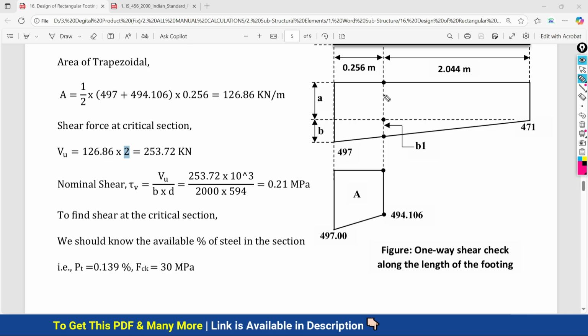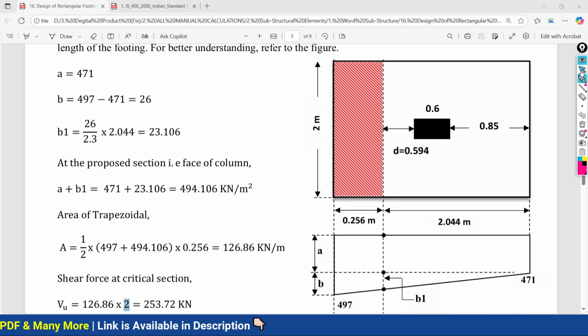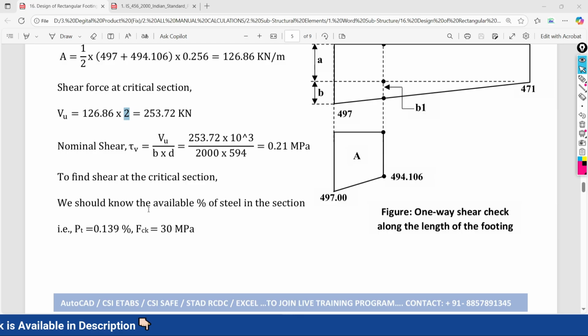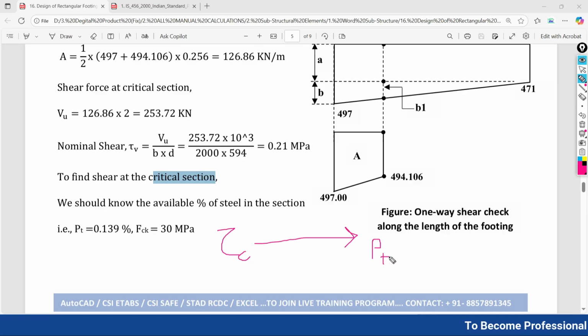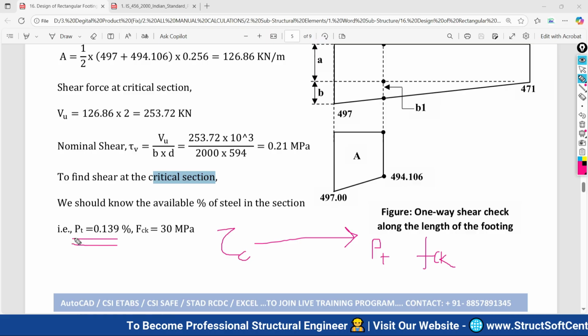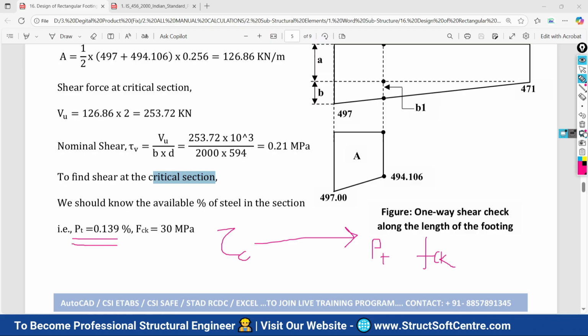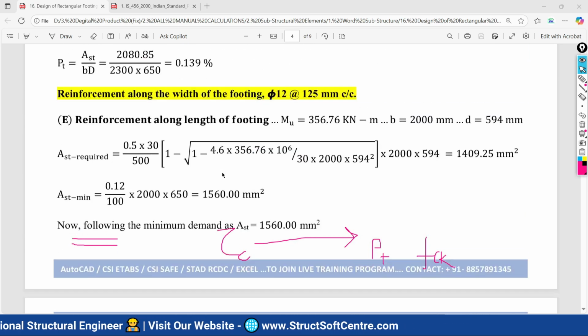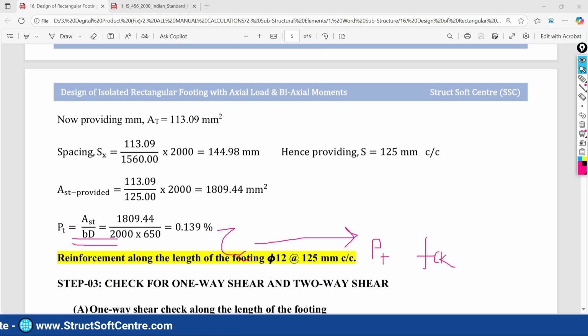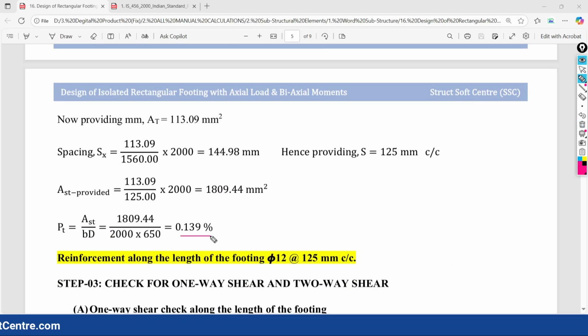We have to calculate the capacity of your section for resisting the shear, and that is going to be denoted by the critical shear tau c. So we have to calculate the capacity of our section, that is tau c, and for that reason we need the percentage of steel and the grade of your concrete, fck. So we have both of these things. The percentage of reinforcement we have provided along the length of the footing is 0.139. I can show you when you see the reinforcement along the length of the footing. So along the length of the footing, the reinforcement is available as 0.139 percent.